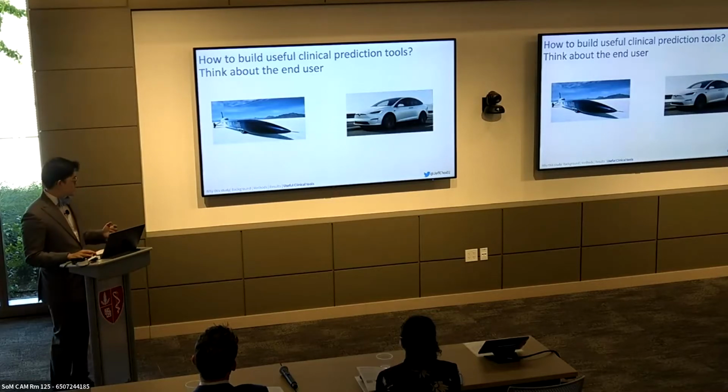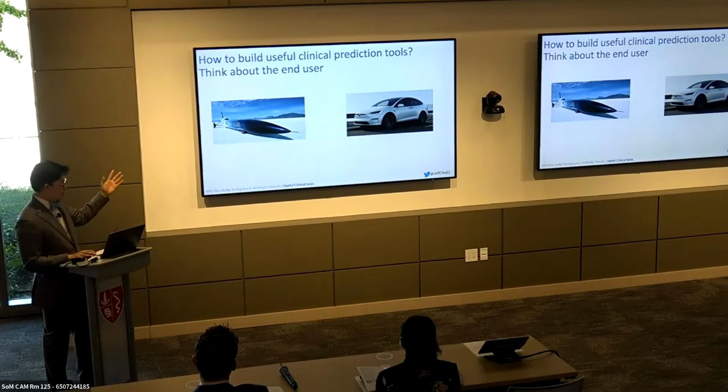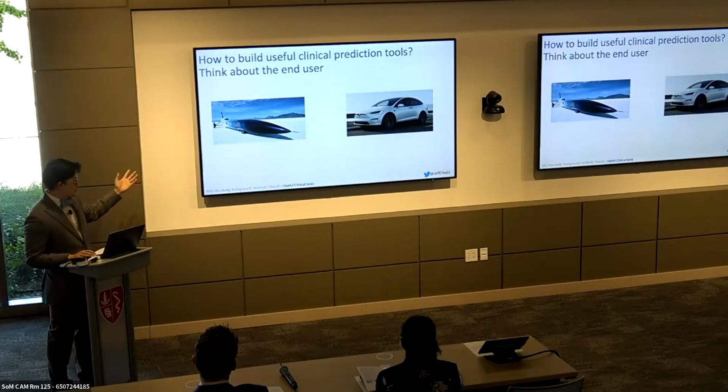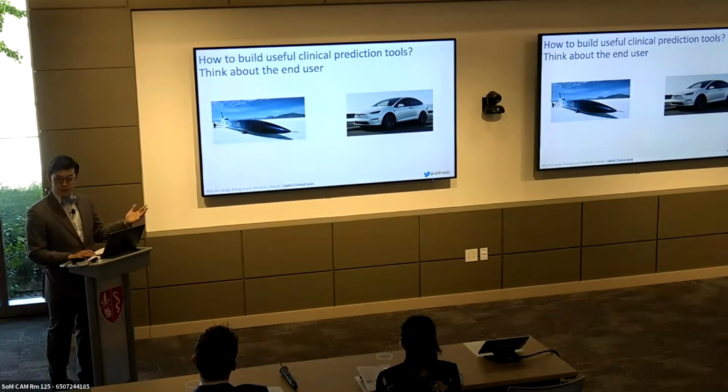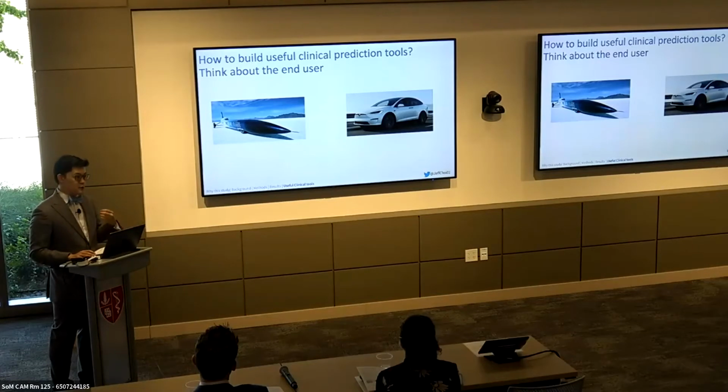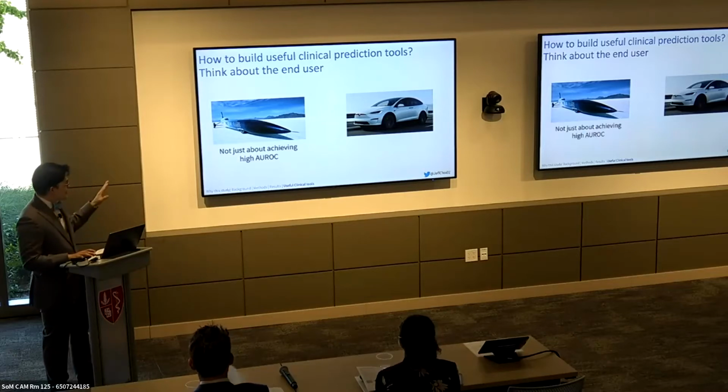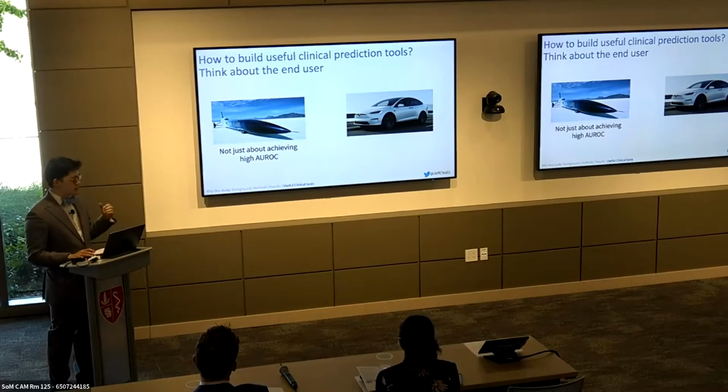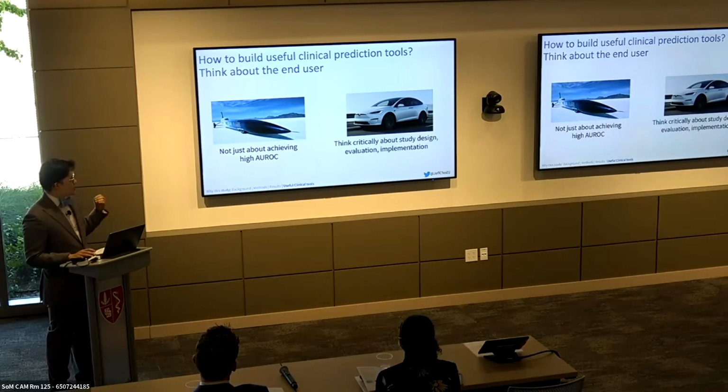And the analogy I like to make is a salt flats racing car on the left and a Tesla on the right. The salt flats racing car is extremely fast, but isn't really practical for everyday use. As opposed to the Tesla, not as fast, but it was designed specifically for everyday users, and we see them everywhere, maybe just in Palo Alto. So it's not just about achieving AUROC. We really have to think critically about how to design, evaluate, and implement prediction tools that we're working on.